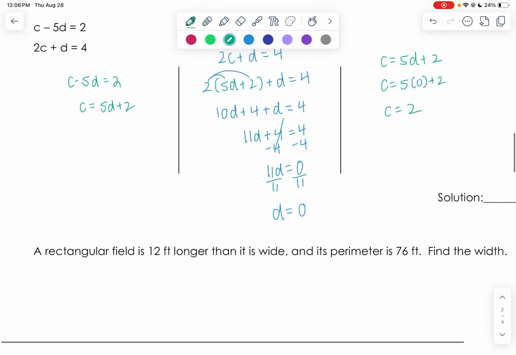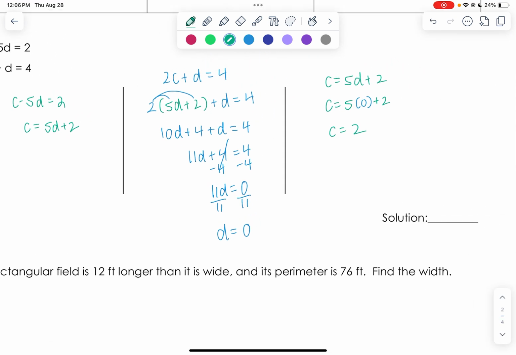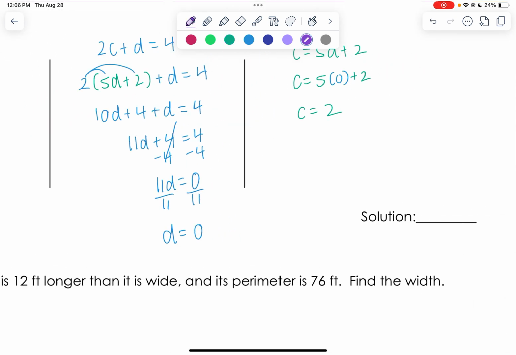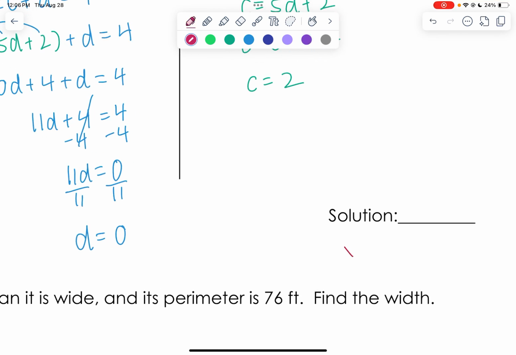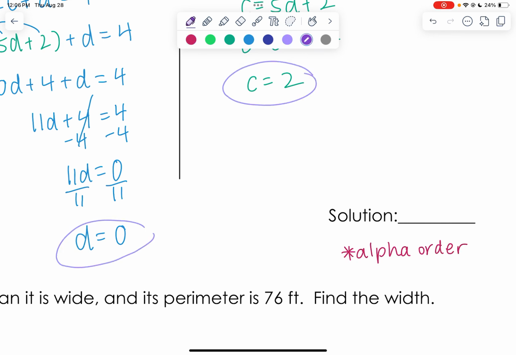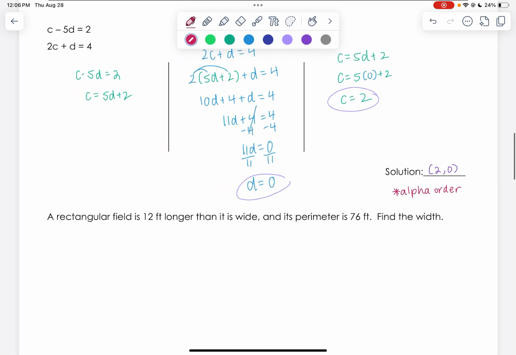And then to write your solution, write it as an ordered pair. And I know you're like, it's not X and Y. That's okay. You're just going to use alpha order. So you could say C equals 2 and D equals 0, but you can also just write that as C comma D, which would be 2 comma 0. Always in alpha order for that.